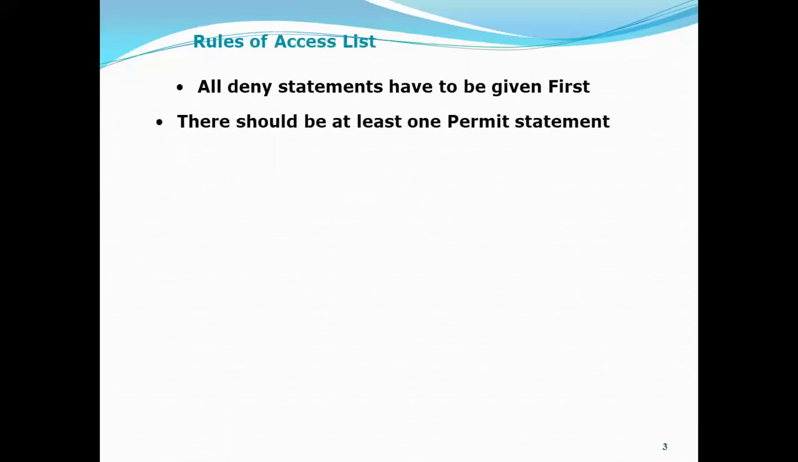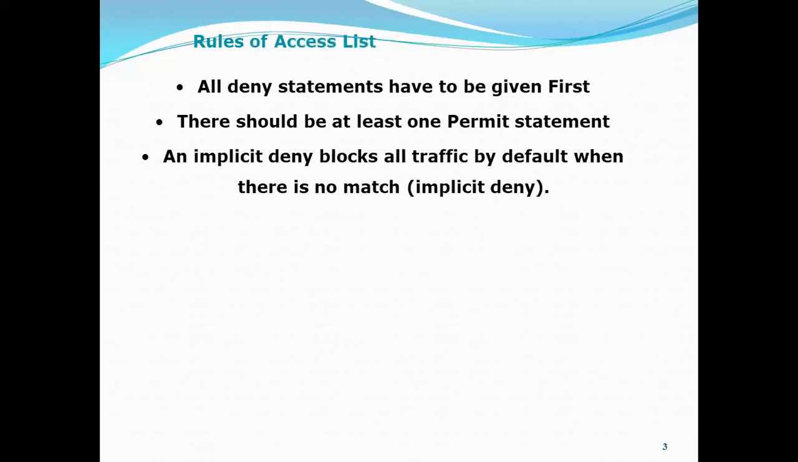There should be at least one permit statement, otherwise everything will be denied, because by default access control list denies everything. Whatever is not matched, it denies. So whatever is not there in any statement, it will be denied. So if you want to permit some traffic, you have to give a permit statement. There is an implicit deny. Implicit deny means the default deny for everything that is not matched. It blocks all traffic by default when there is no match, as it is a security tool to block the traffic, to permit the traffic. So the default action is to deny everything. So whatever you want to permit, you have to give a statement for that, what traffic is permitted.